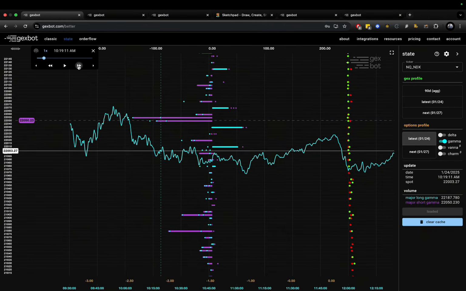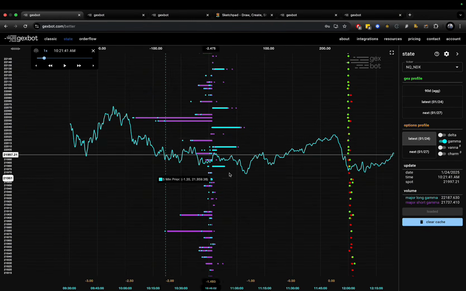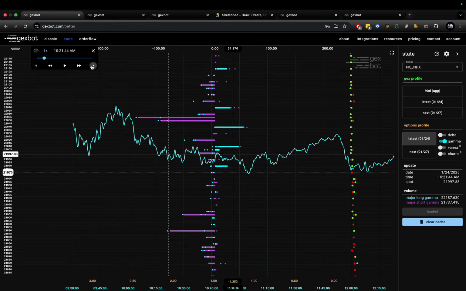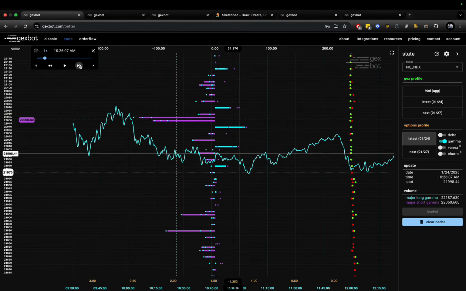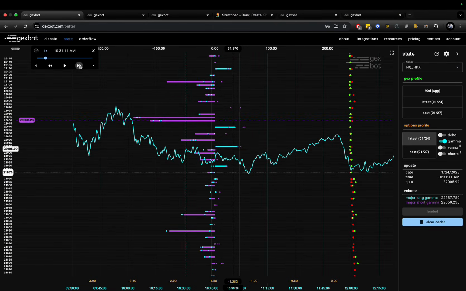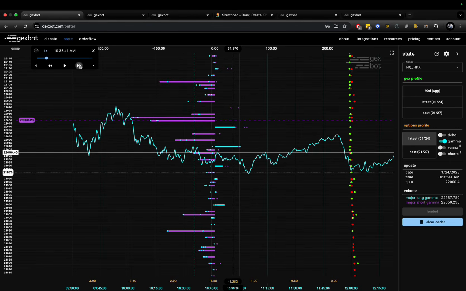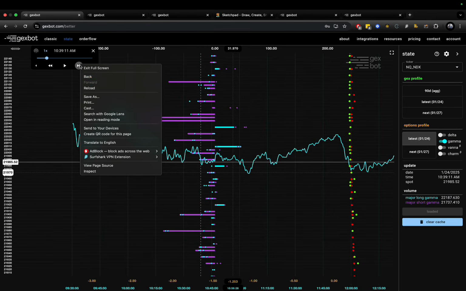Here we go. This is my second level. This level of gamma was my target. So I was waiting for my target. Market started to trade lower, right? And hit my, oops, sorry.